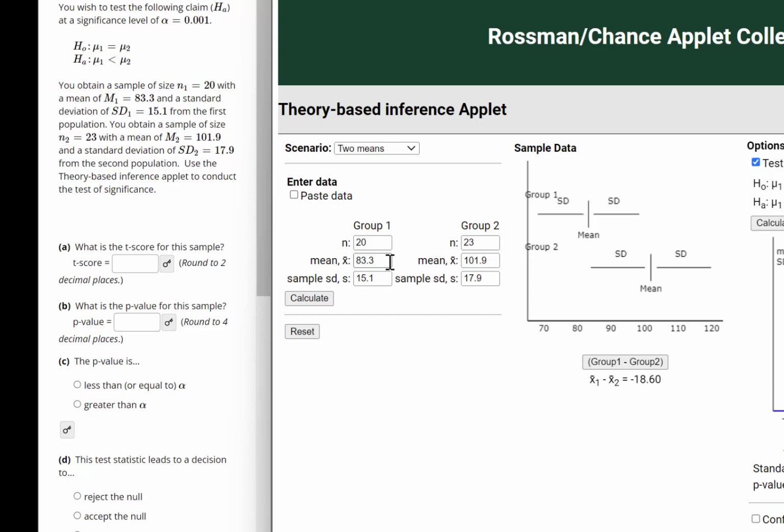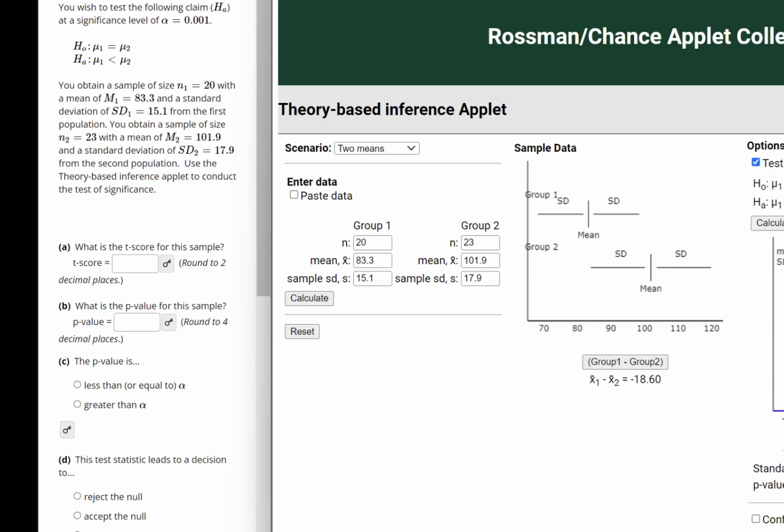The statistic is going to be 83.3 minus 101.9, and you see that it places that value here on our null distribution. And it tells me that the t-score is negative 3.7, which is very unusual. It's very, very low. It's almost 4 standard deviations below the value of the hypothesized mean. And it says the p-value is 0.0003, which is extremely small.